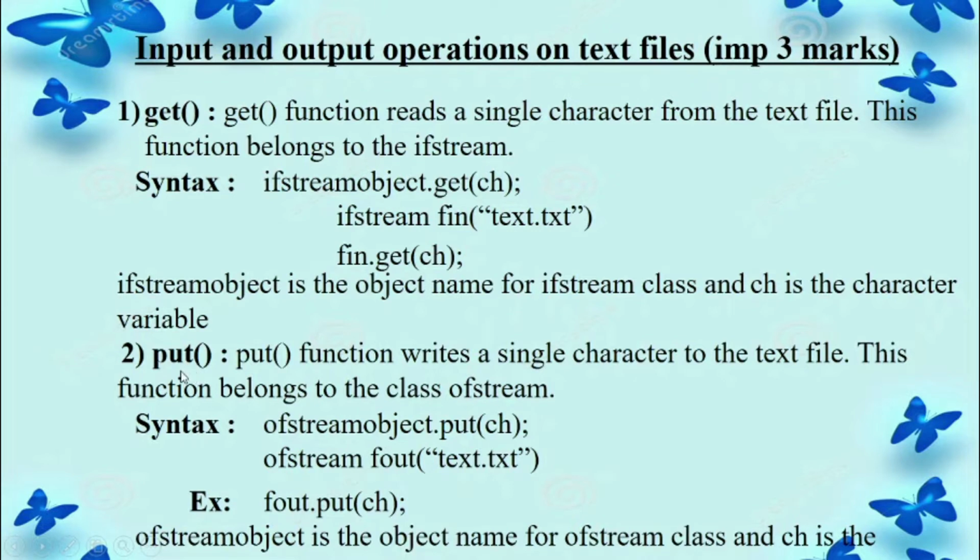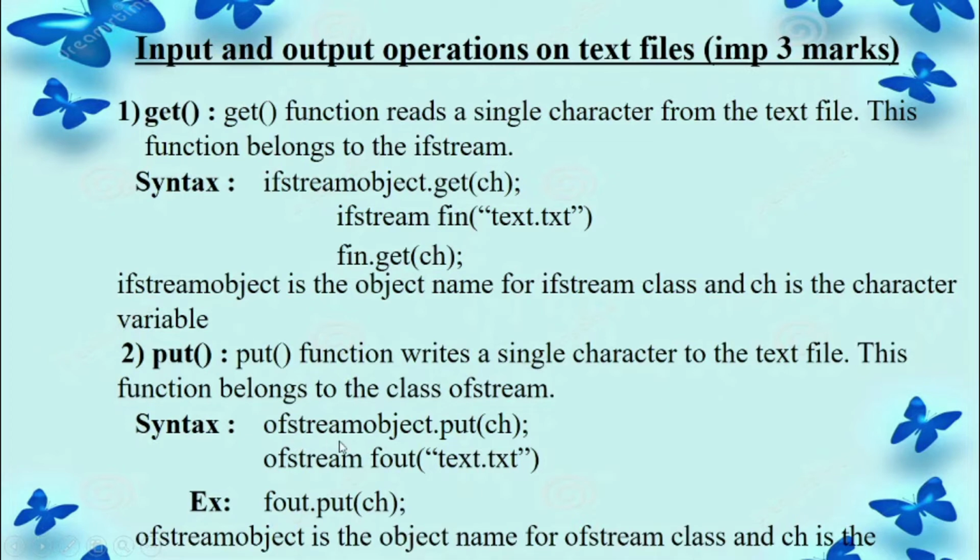Then the next function is the put function. This function writes a single character to the text file. This function belongs to the class ofstream. So this is the output member function. It belongs to the class ofstream, and using this member function we can write a single character to the text file.